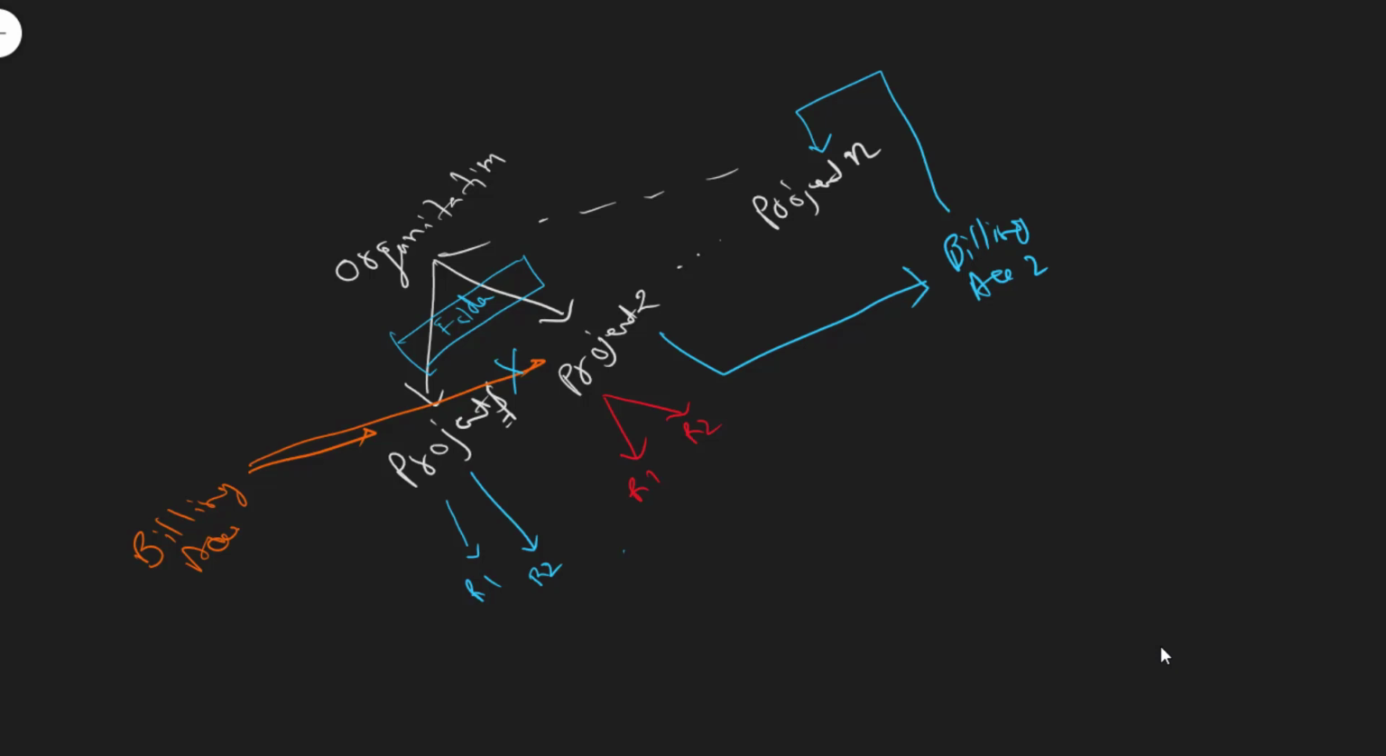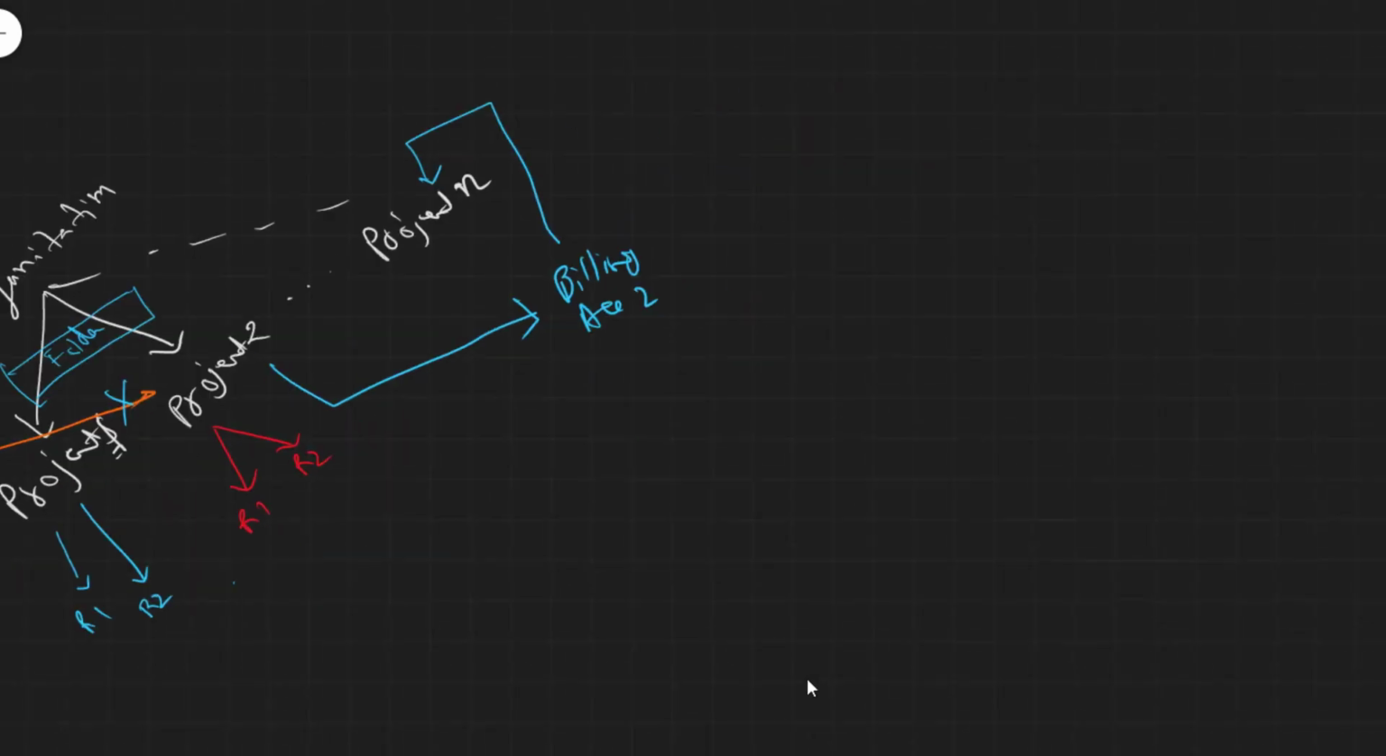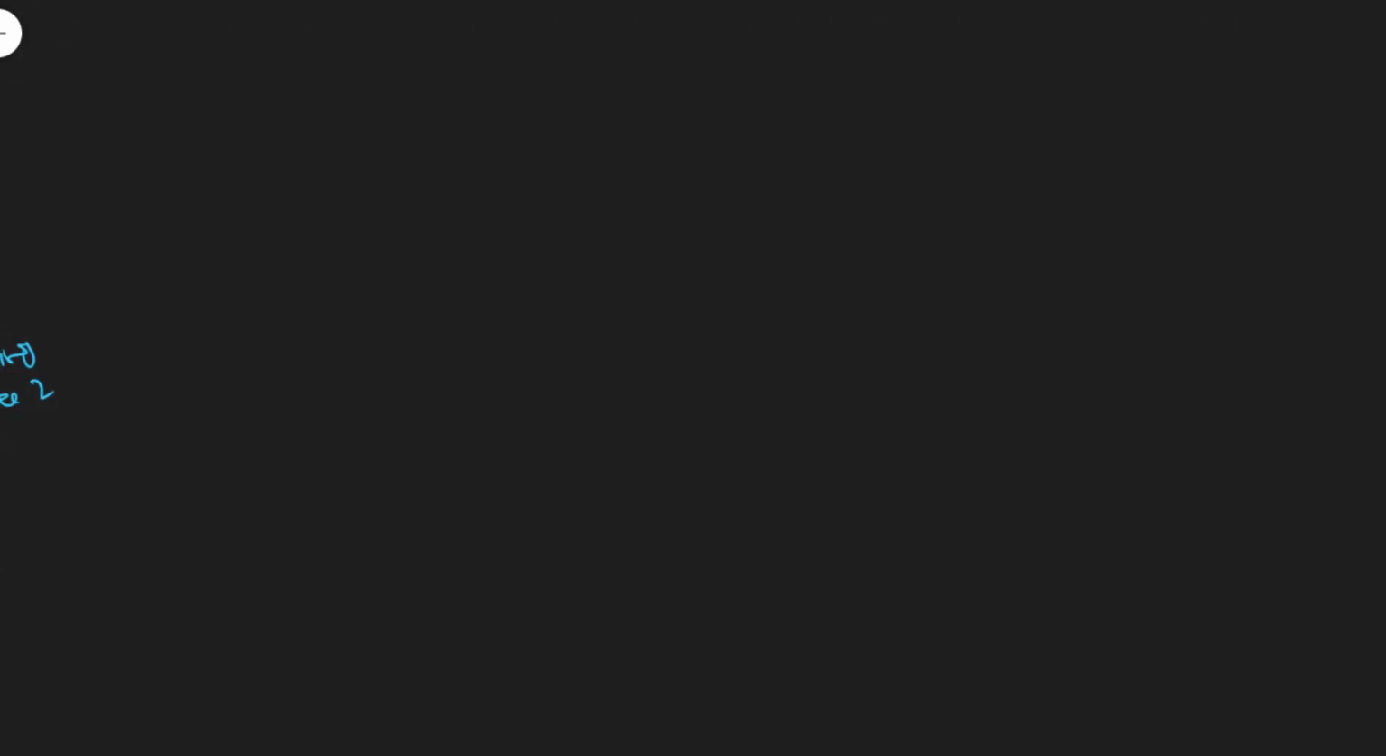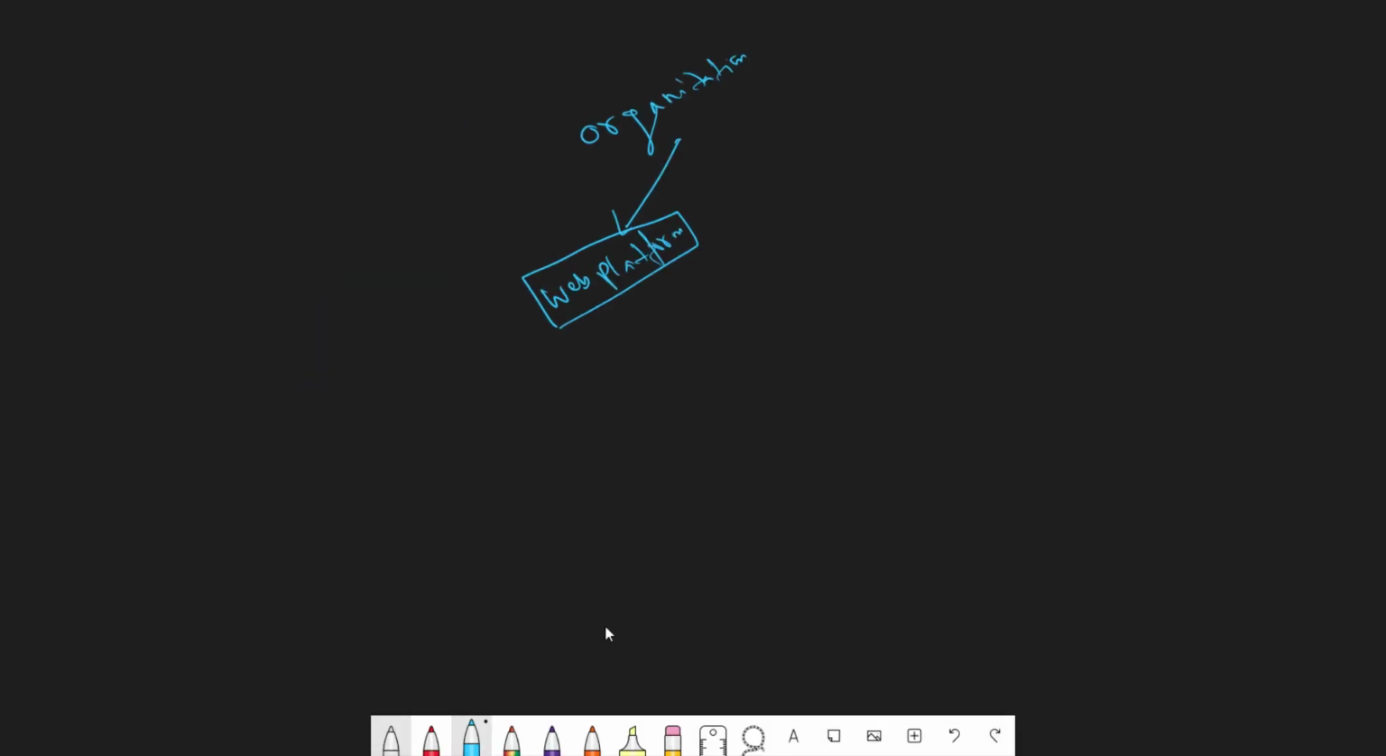There is one more important concept here we need to understand. It's called folder. So we have talked about organization. Now under the organization, we can create multiple folders. Folders are nothing but a logical representation of a group of projects or a single project or multiple activities. So for instance, I can create one folder called web platform. And under this web platform folder, I can create multiple projects.